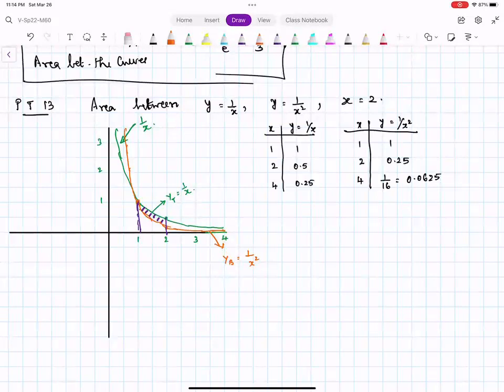The question is find the area between y equal to 1 over x and y equal to 1 over x squared and x equal to 2. This is problem number 13. So let's graph the first one, y equal to 1 over x. I have chosen some points: when x equal to 1, y equal to 1. When x equal to 2, y is 0.5. When x equal to 4, y is 0.25. So I have drawn that graph in the color green.